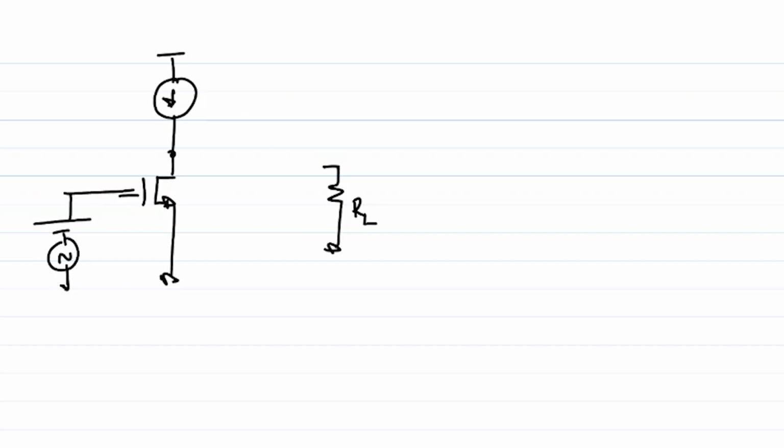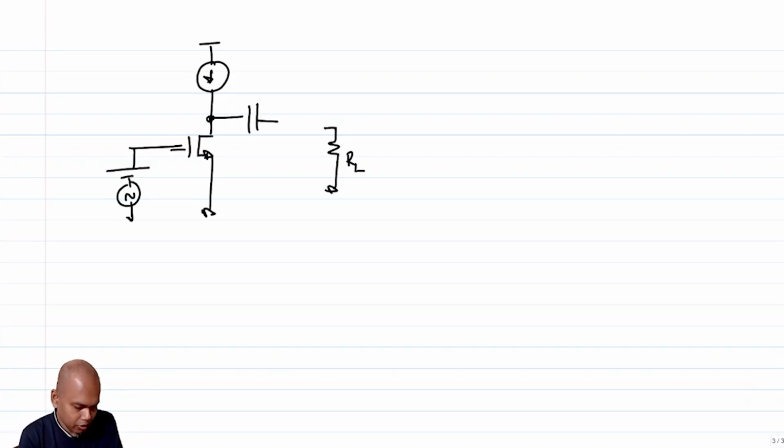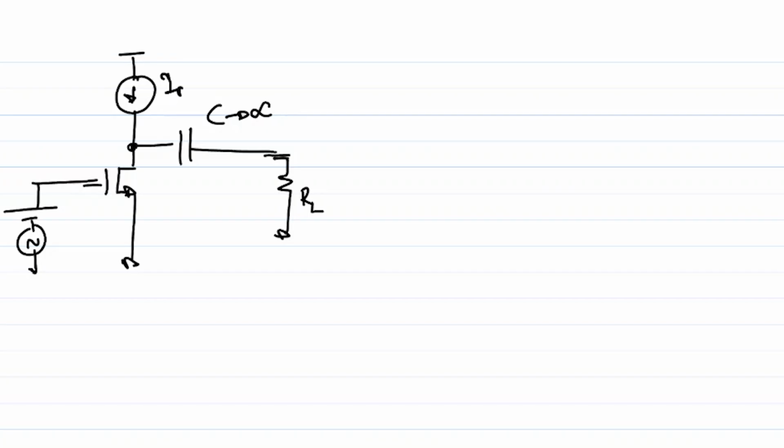So clearly I cannot connect this to RL directly, because since RL is a modeled impedance, one of its sides is assumed to be grounded, which means that I have to AC couple the load, right? So let's say I AC couple the load, and let's assume that C tends to infinity. So we assume this, okay, and this is the current source IDC, VDD, and so on.